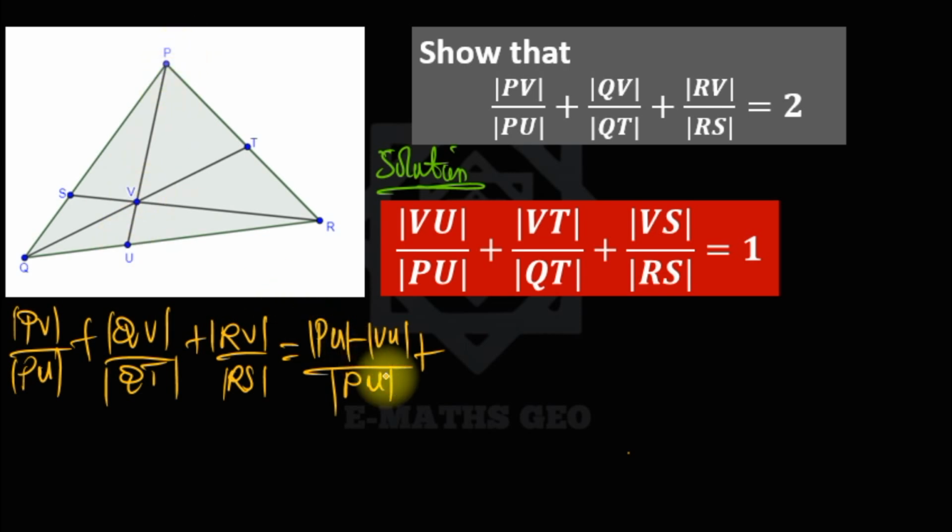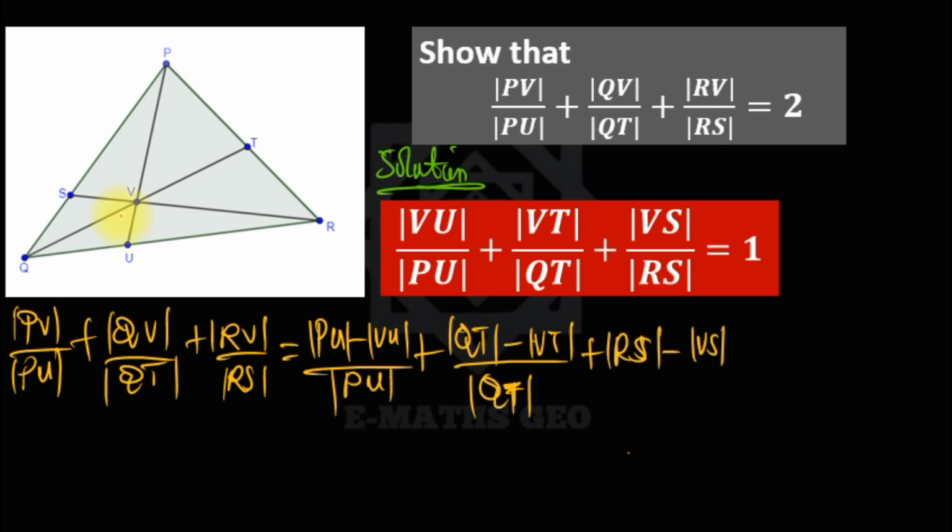In that same way, QV, look at QV, it's the same as subtracting VT from QT. So I have QT minus VT over QT, plus RV is now RS minus VS over RS.